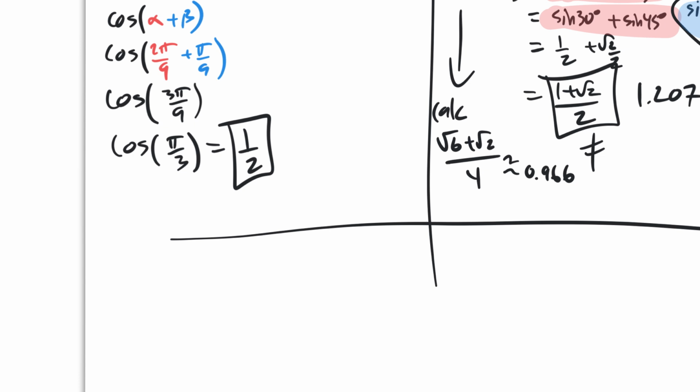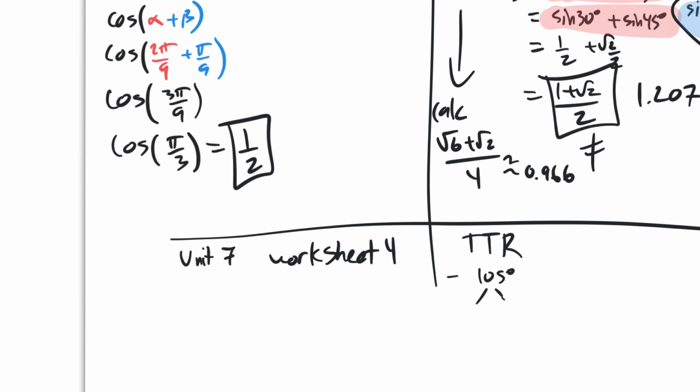Now for your notes, this is Unit 7, Worksheet 4, so you can try one of those. And then any things to remember over here. Again, one thing might be that if you have an angle like 105, you've got to write this as maybe like a 60 and a 45. And the same thing if you have it in radians, you have to do the same thing.